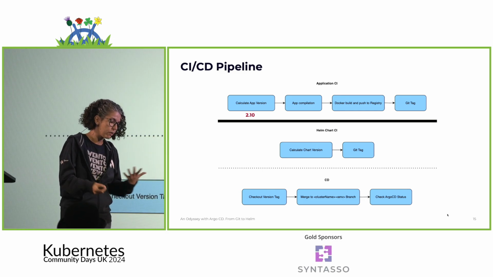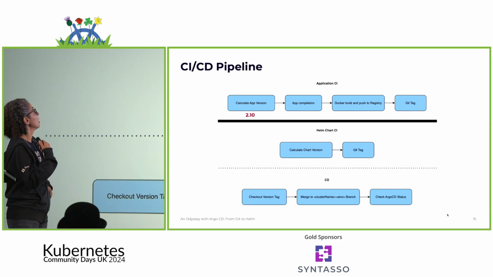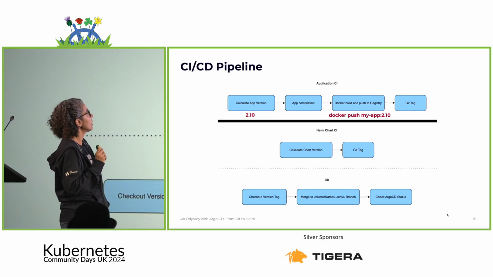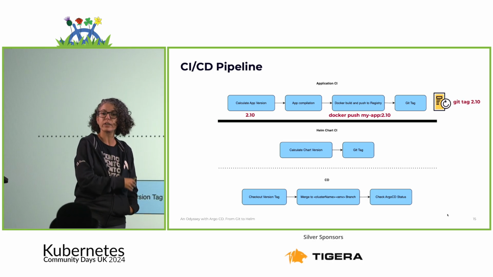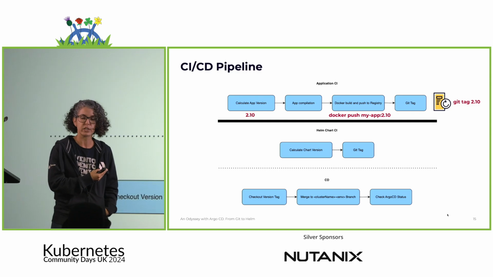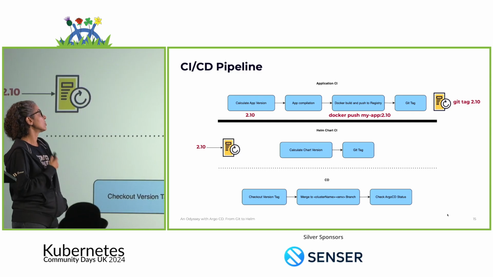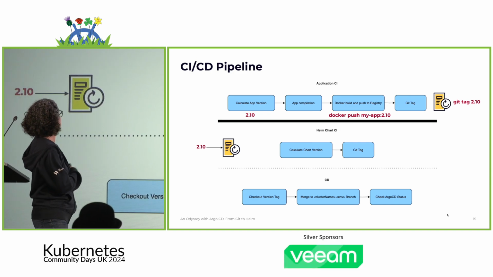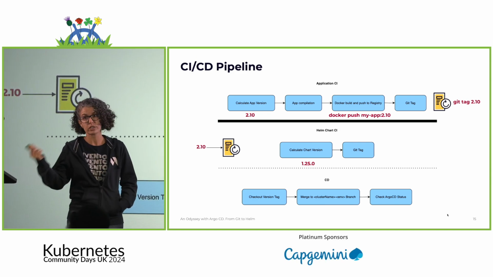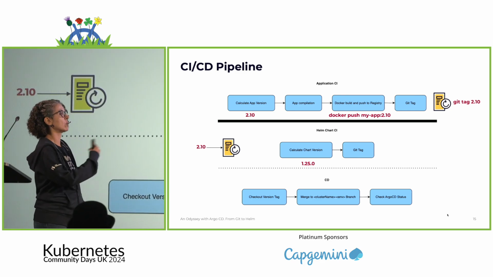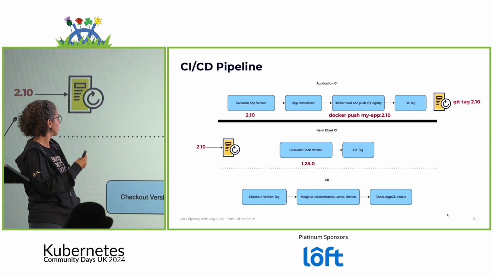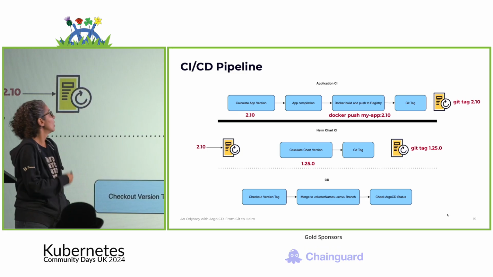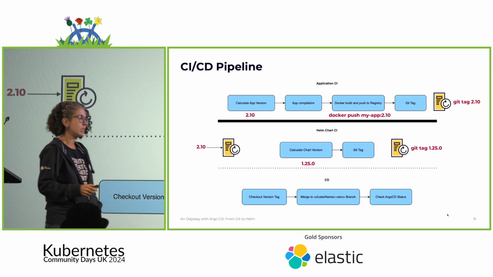If we want to release a new version of the application, we need to calculate this new version, compile the application, push the Docker image into our artifact registry, and then we tag that specific commit that has generated this release with this version. Now we need to go into the Helm chart repository, update the version, and calculate the version of the chart, because it has a different lifecycle. So now we have this 1.25.0 version, which contains the 2.10 image. We tag the repository with the version.